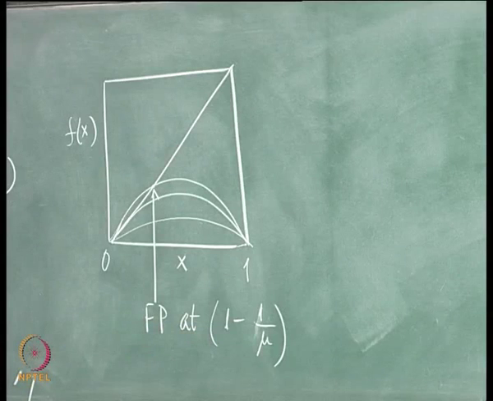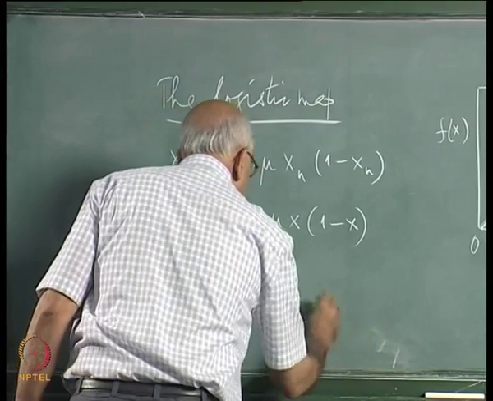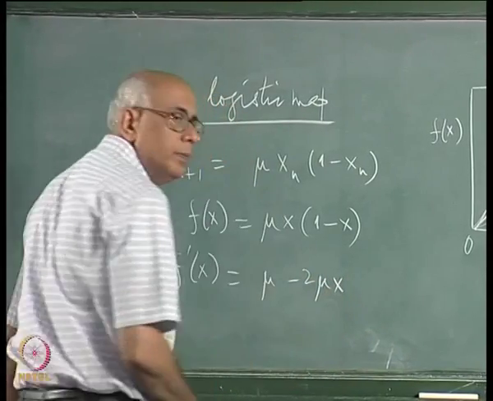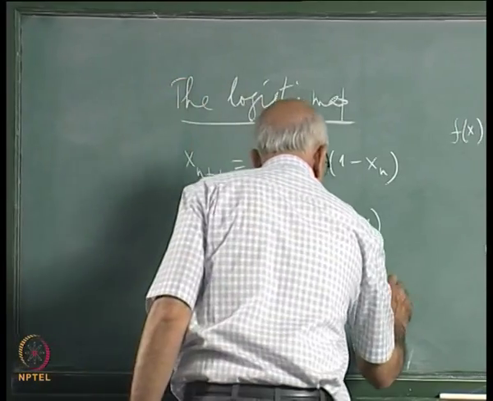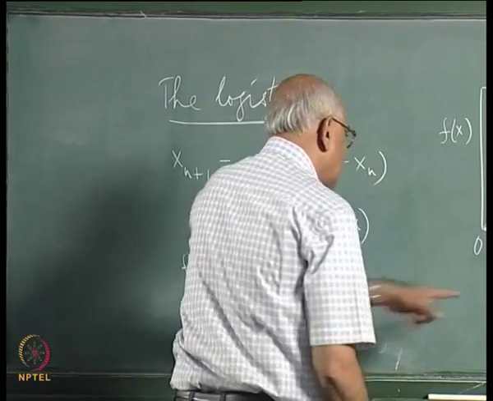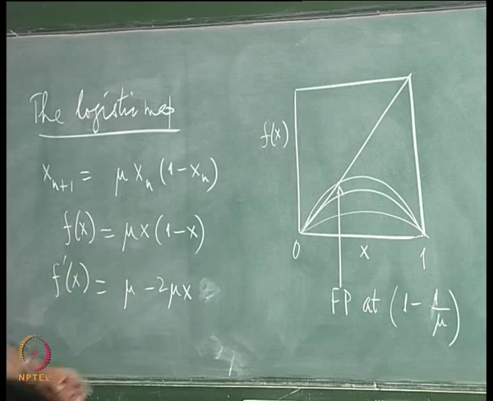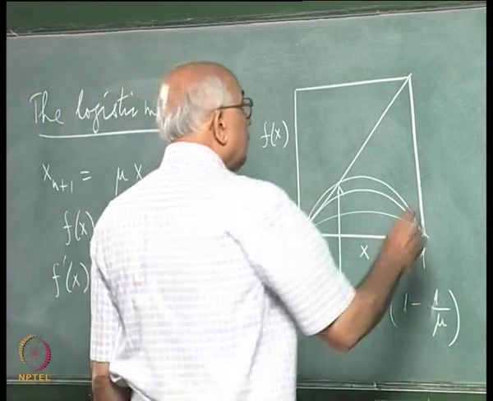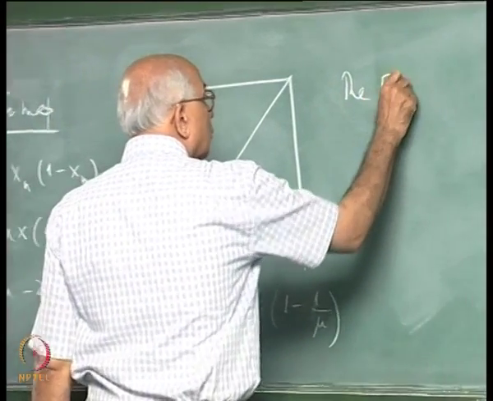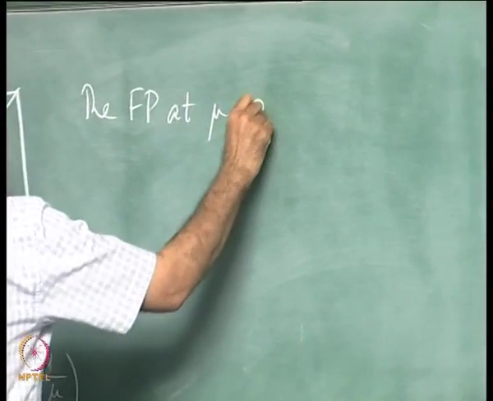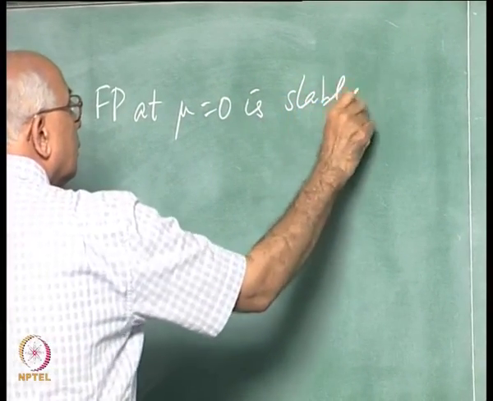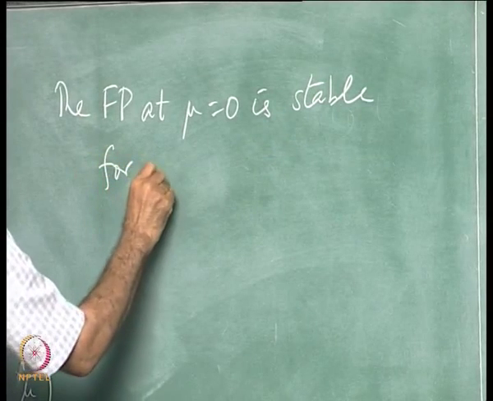Let us compute that. So f prime of x is equal to mu minus 2 mu x. Okay. So what is the value of the slope at this fixed point? The slope at the origin is mu, of course, as we know very well. What is the value at that point? It is 2 minus mu. So it is evident that the fixed point at mu equal to 0 is stable for mu less than 1.